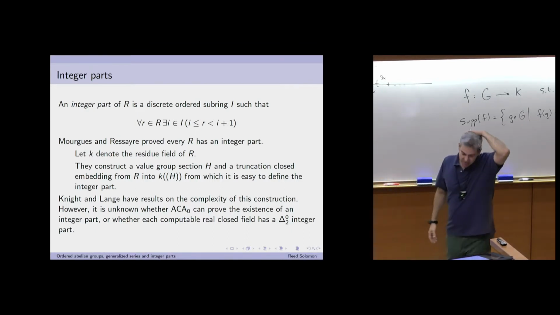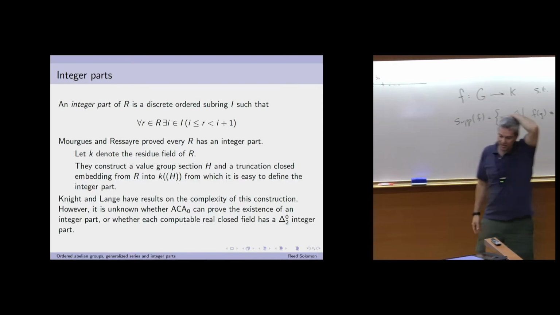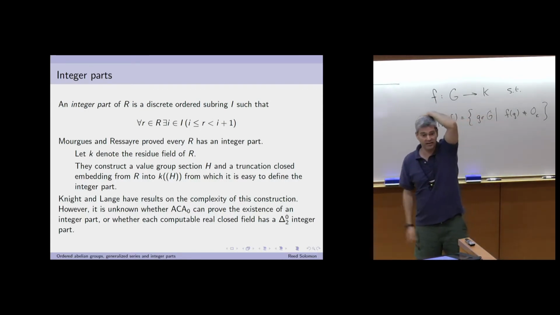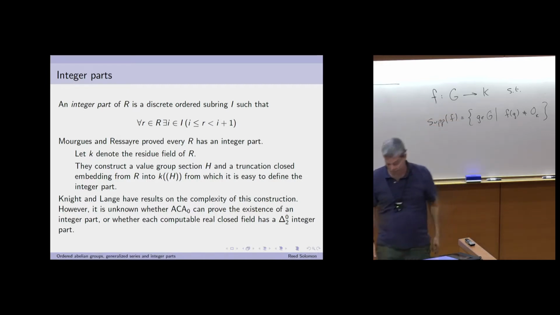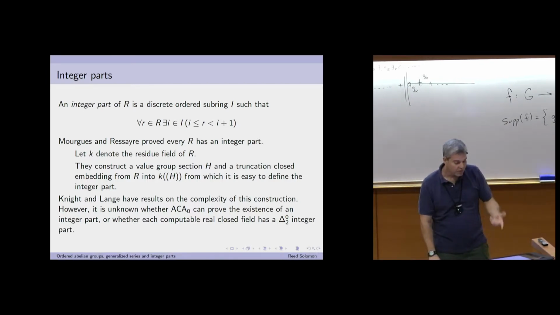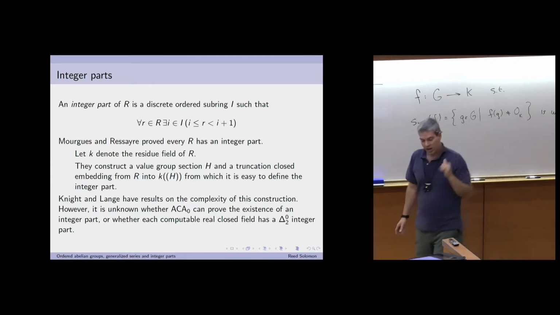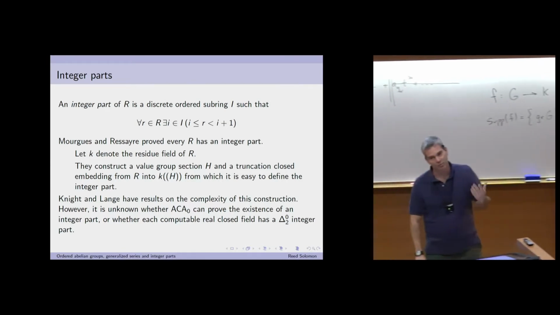Or even more, it's unknown whether every computable real closed field has a delta 2 integer part. So it's possible that they sit all the way at the level of delta 2. Those are the two questions that I want to state now. I want to flip and look at the group case now and answer those two questions in the group case.